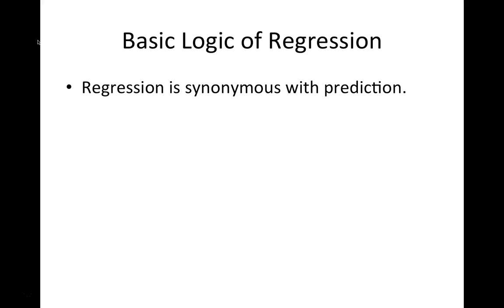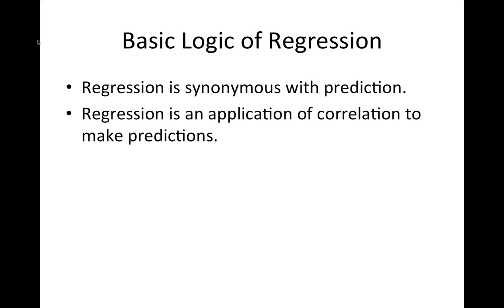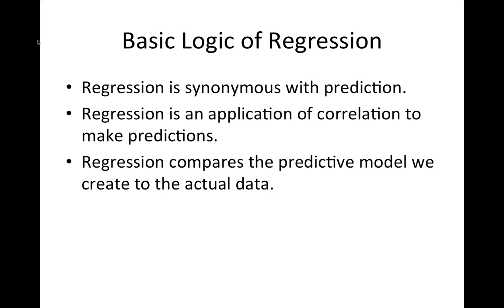The basic logic of regression is, in a lot of ways, an extension of correlation analyses. Regression is synonymous in this case with prediction, and regression is an application of correlation to be able to make predictions. What regression analyses do is compare the predictive model that we create to the actual data that we have collected. Regression analyses will allow us to develop a model that will help us predict the values that we're interested in predicting, and it will also tell us how well we did with that. So compared to our actual data, how good of a job did we do in creating a model that best predicts what we see in the world?